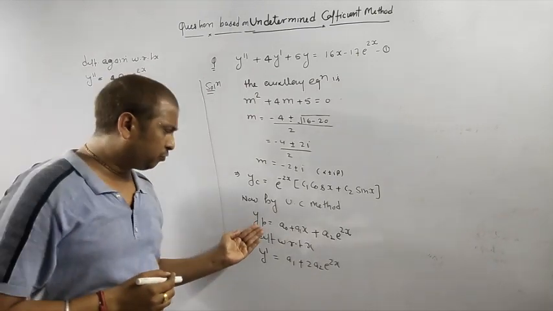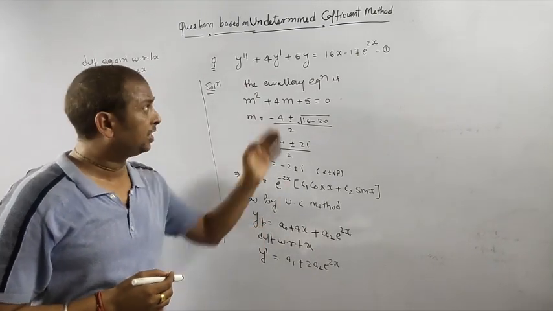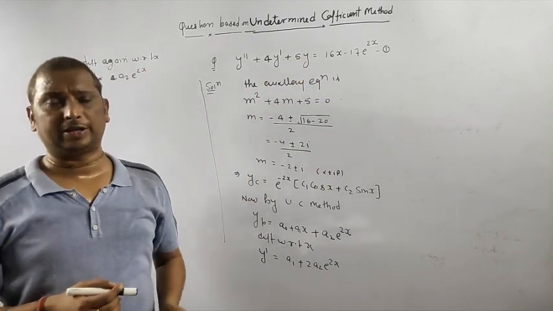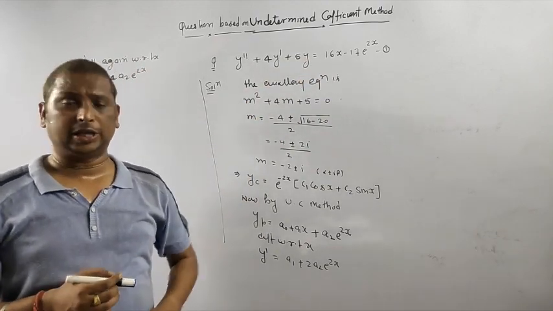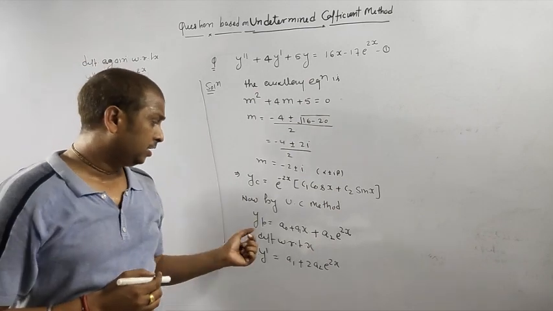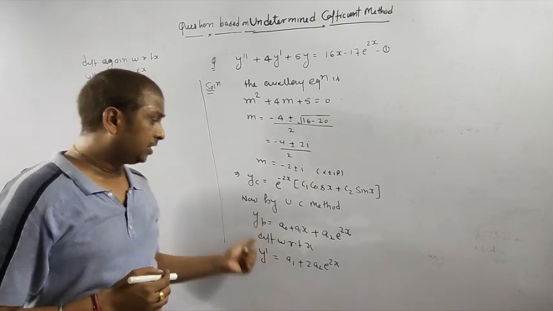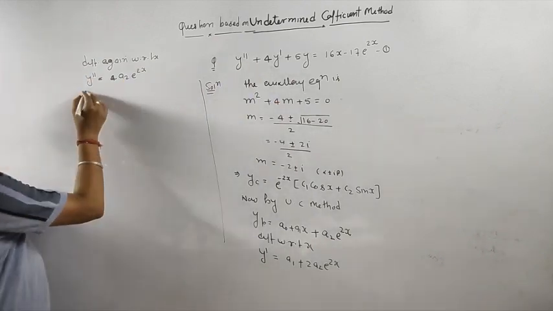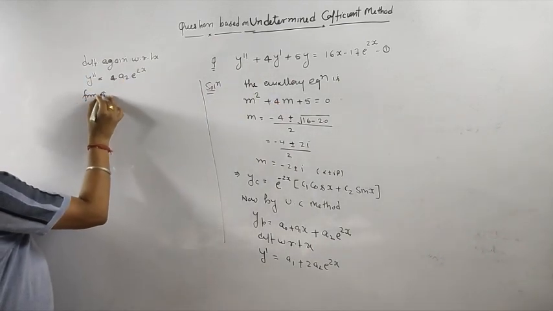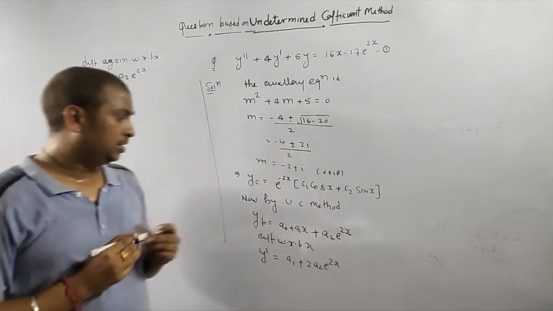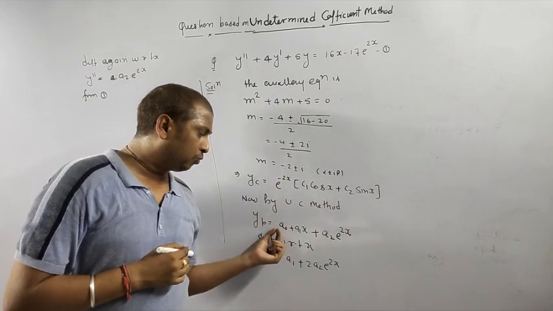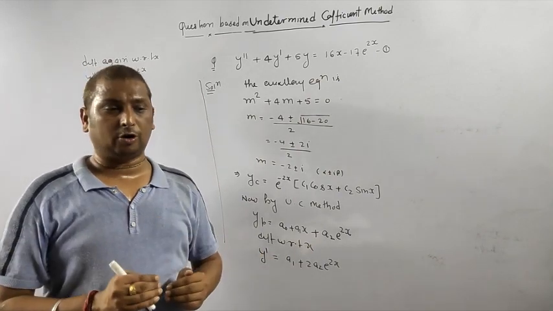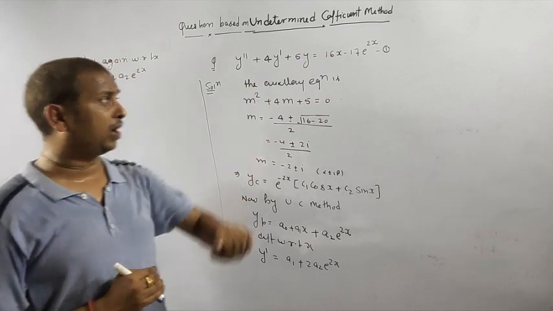Now yp means y only, because yp also satisfies this equation, because the particular integral and complementary function both are solutions of the given differential equation, so it will always satisfy. So put this y dash and y double dash in equation number 1. So what is your rule? Once you have written yp, calculate y dash and y double dash, and once you have calculated all this, put them in the given equation number 1.